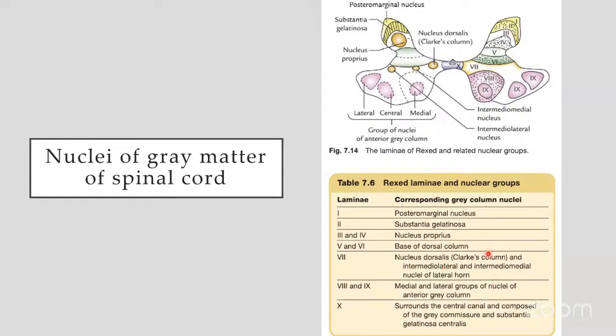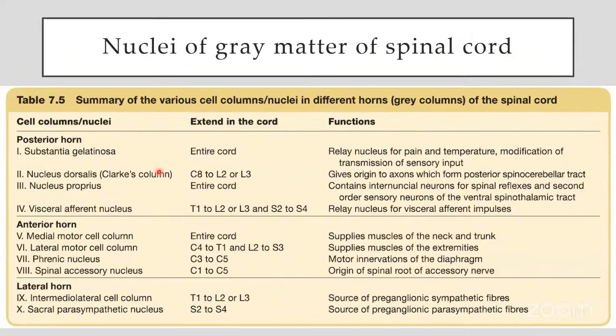8 and 9 are the medial and lateral groups of nuclei of the anterior gray column, while 10 surrounds the central canal and is composed of the gray commissure, the substantia gelatinosa centralis. The cell columns of the posterior horn are mainly sensory nuclei. The first one is a relay. The substantia gelatinosa is a relay nucleus for pain and temperature and modification of the transmission of sensory input.